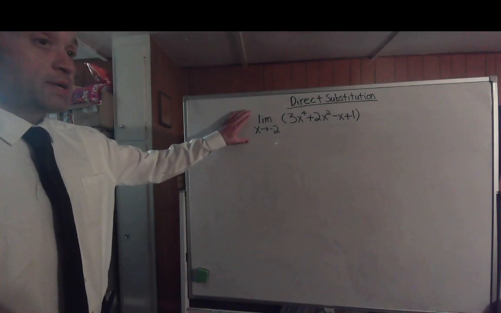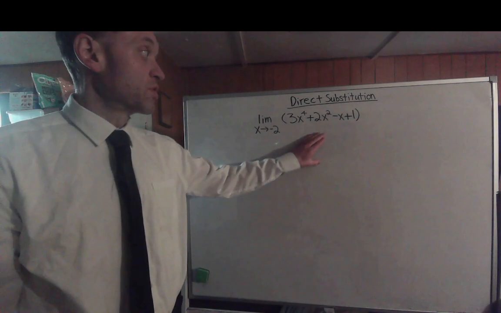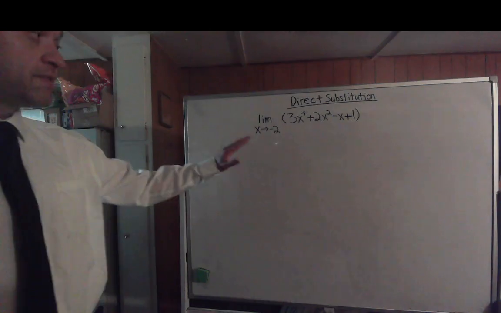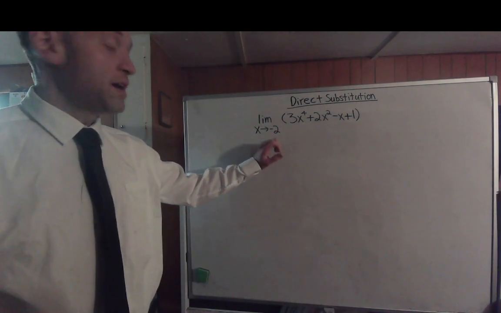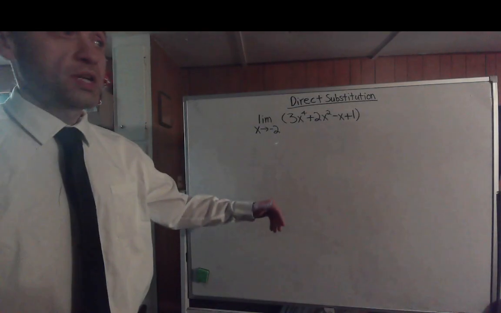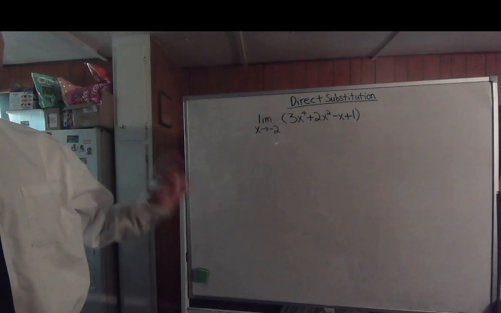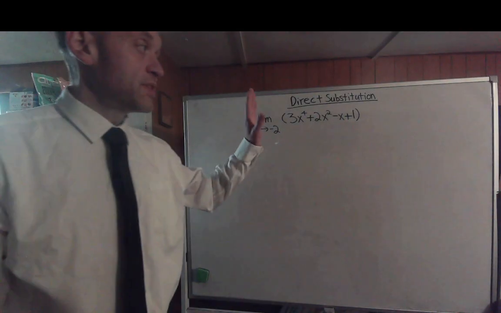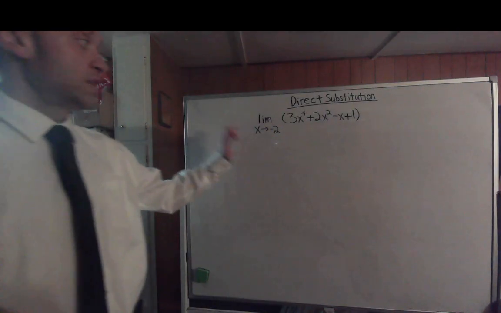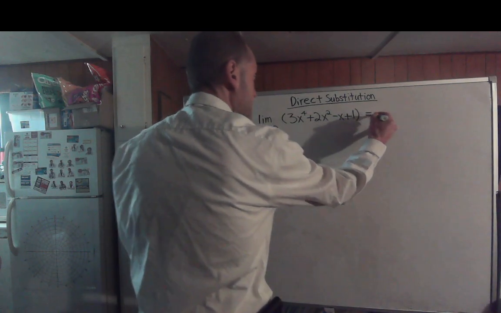I have the limit as x approaches negative 2 of the function 3x to the fourth plus 2x squared minus x plus 1. If the function is defined at the value of x you're taking the limit of, you can use direct substitution. And this is a polynomial. All polynomials have the domain of the entire set of real numbers. So we can just plug that negative 2 right into x. So let's go ahead and do that.